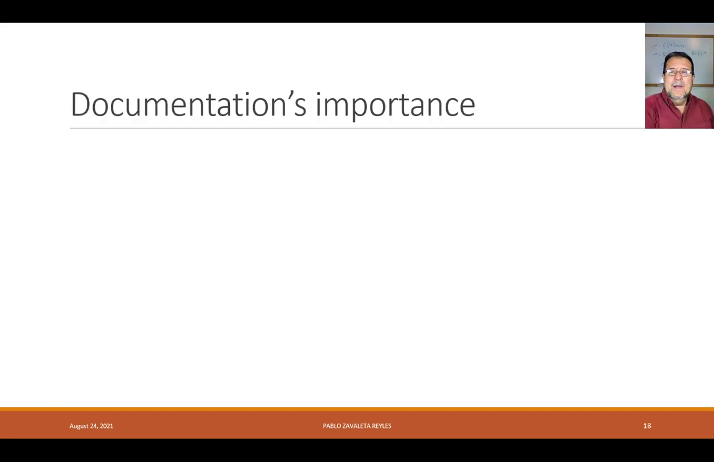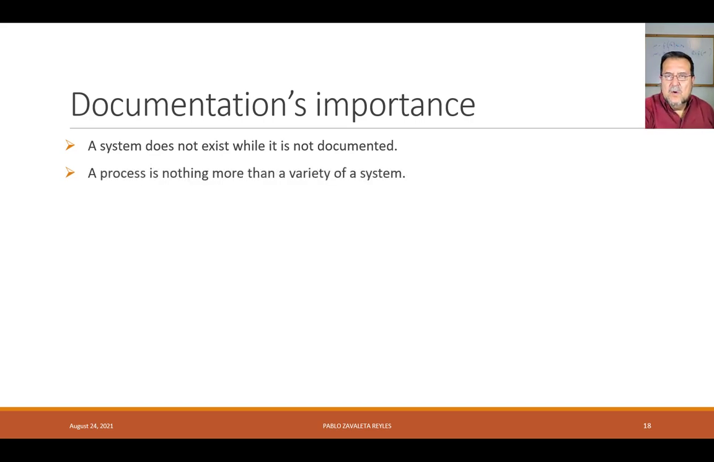Now, why do we need documentation? If we can do things, why document them? Because if you do not document them, you don't have a system. A system exists when another person can come in, check out the documentation, and be able to perform as well as you or better.